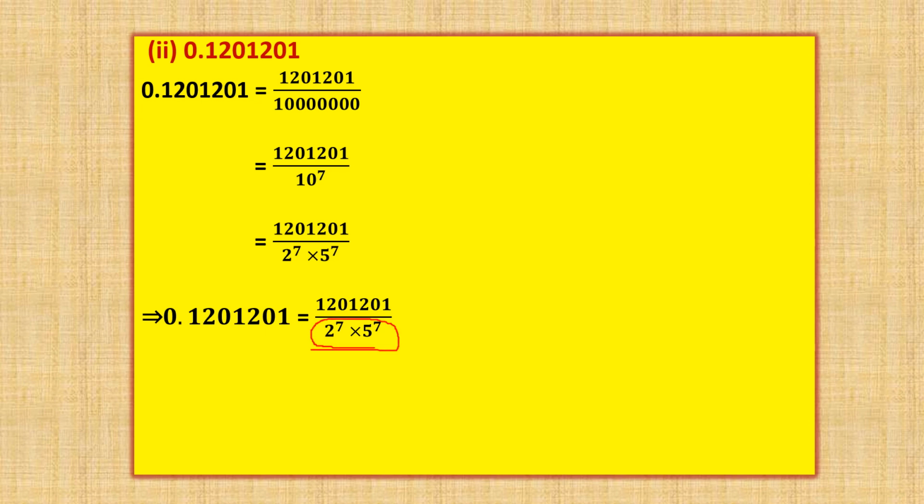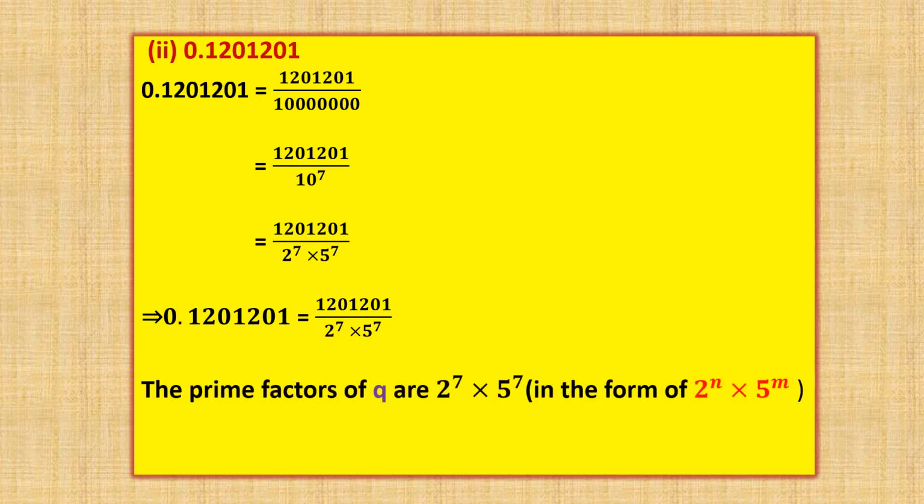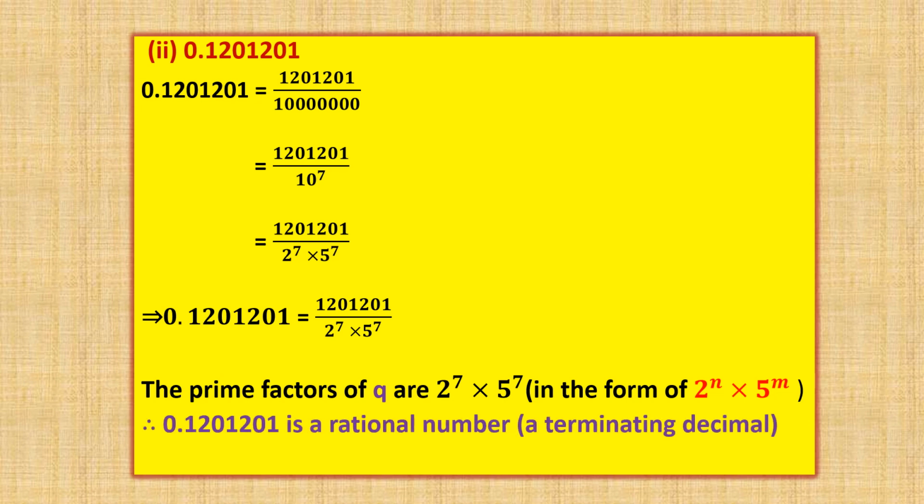So the prime factors of q should be in the form of 2 power m into 5 power n. Here the prime factors of q are 2 power 7 into 5 power 7. It is in the form of 2 power n into 5 power m, so it is a terminating decimal. Next, let us go to the next one.